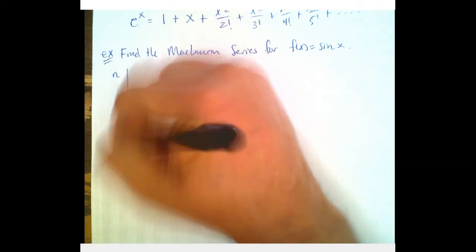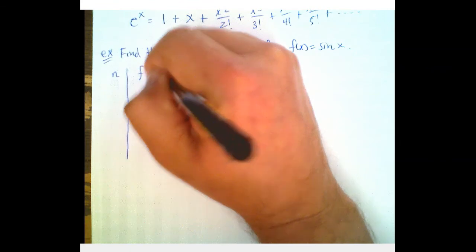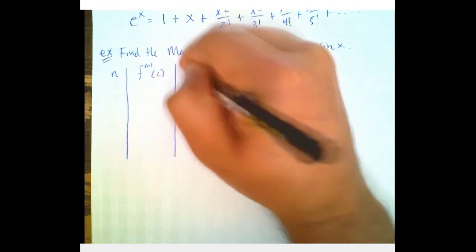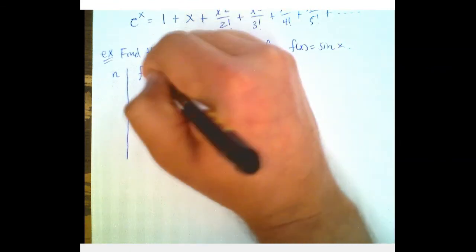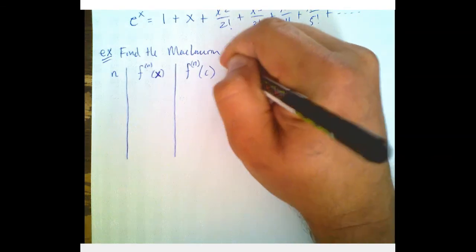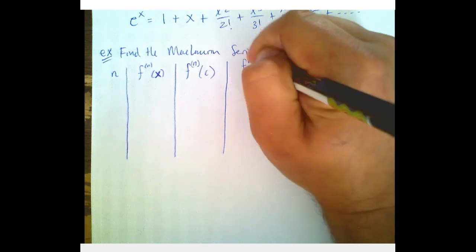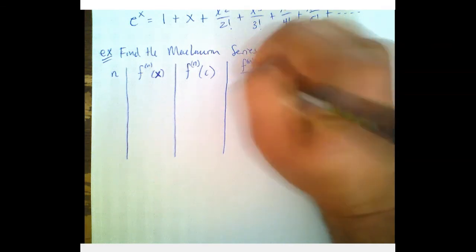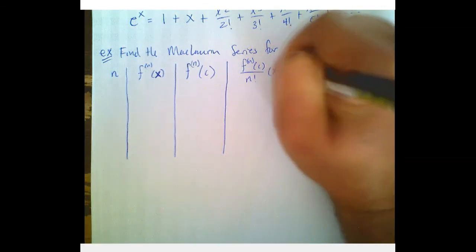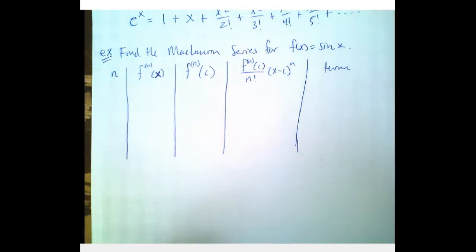Let's make a table. So we're going to do our n's, our derivatives at c, our derivatives generally, and then we'll evaluate each of them at c. And then we'll assemble the terms and then we'll simplify them here. Okay? So let's do a few.